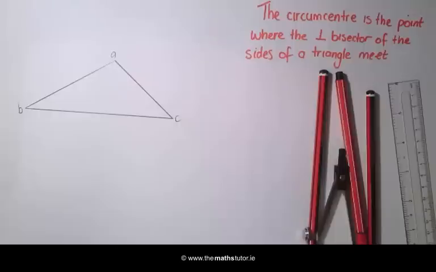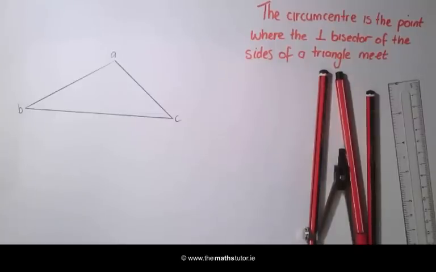We are going to construct the circumcentre and the circumcircle of a given triangle, using only a straight edge and a compass. The circumcentre is the point where the perpendicular bisectors of the sides of a triangle meet. In order to find the circumcentre, we need to bisect at least two of the sides of the triangle.